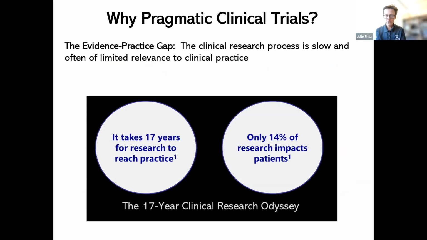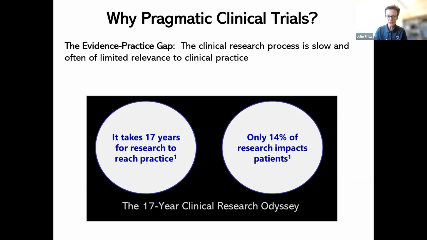So why all this emphasis on pragmatic clinical trials? There's a couple of key reasons. Some of these, I think, certainly will be familiar to you. We talk a lot in both clinical practice and in research about evidence practice gaps, and that it takes a long and extended period of time for research to impact practice, and it does so in a very incomplete manner.